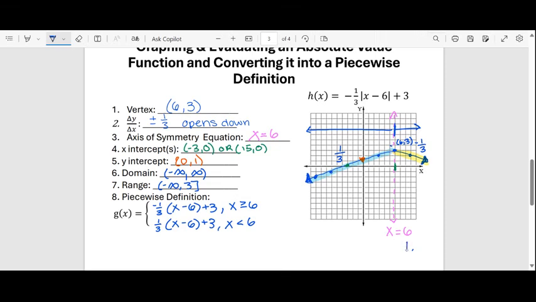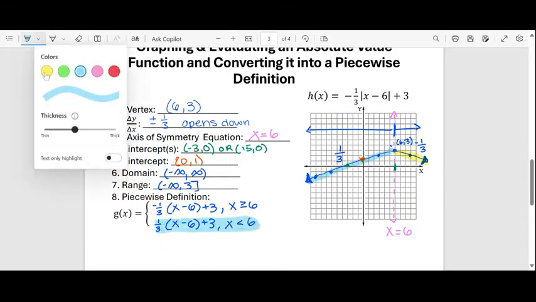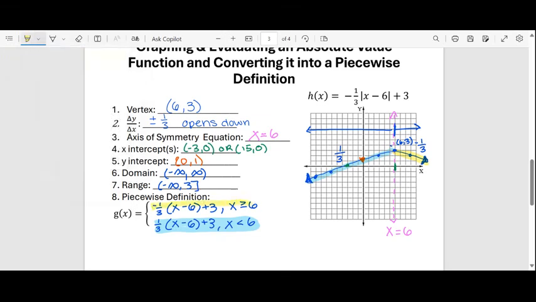So remember, 6 is our axis of symmetry. It's also our vertex. It is the point we use in the domain for our piecewise definition. And I'll go ahead and highlight these. Again, this is my blue one. That's my left side. And this is my yellow one. It's my right side.